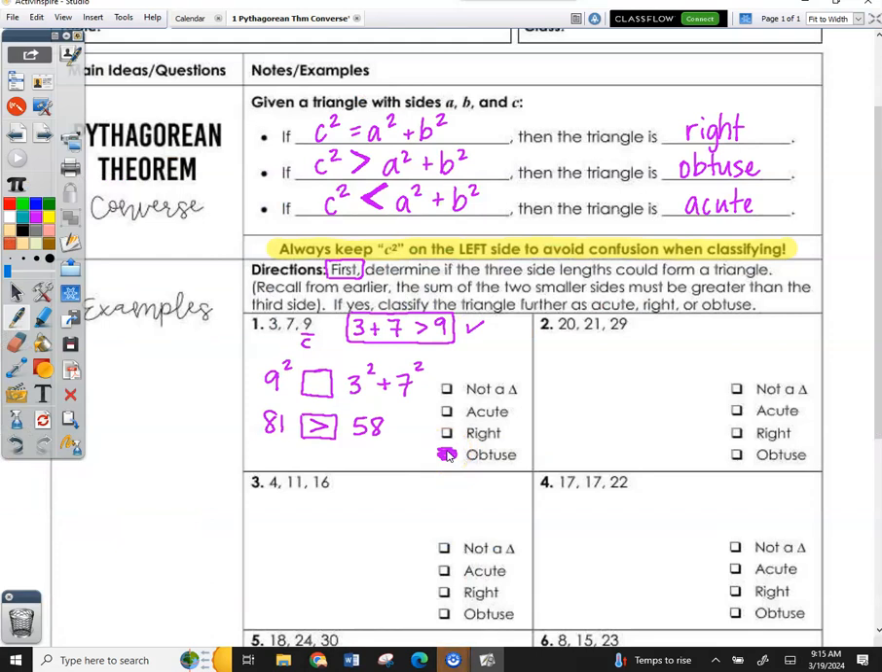Alright, let's do the next one. 20, 21, and 29. Let's double check. It is a triangle. Double check. This is my long side. So does 20 plus 21 give me a number higher than 29? You don't even have to type this in your calculator. Everybody should be able to say, yep, we're good to go. Right?